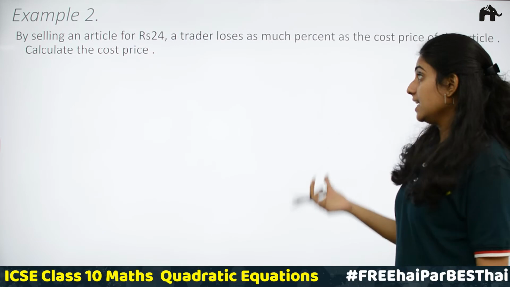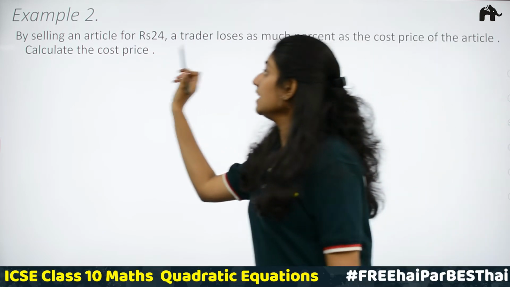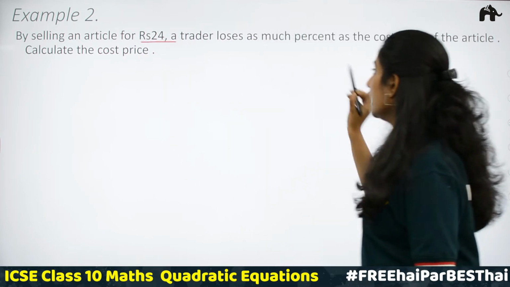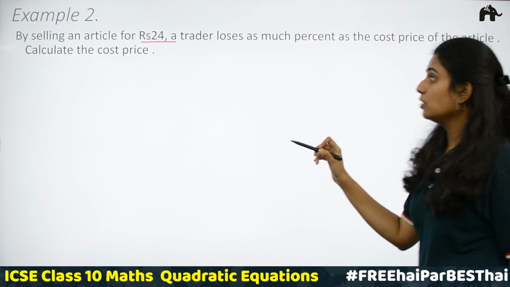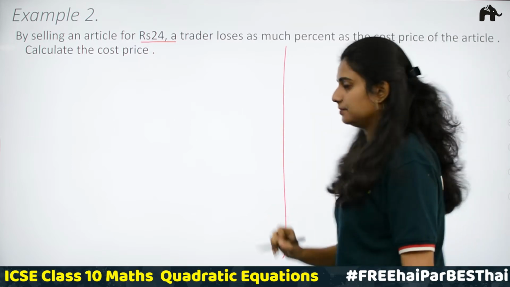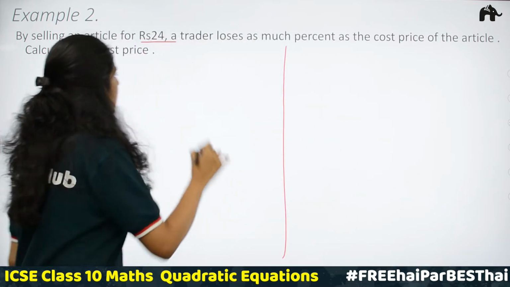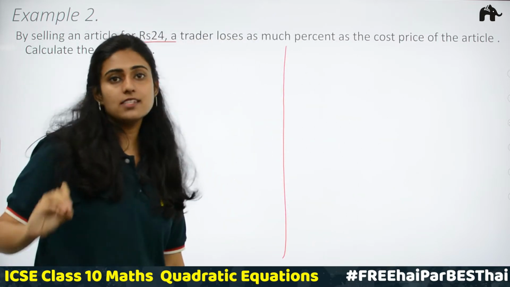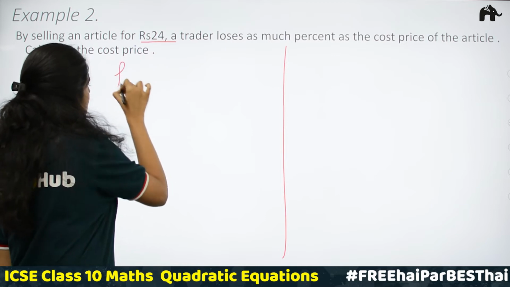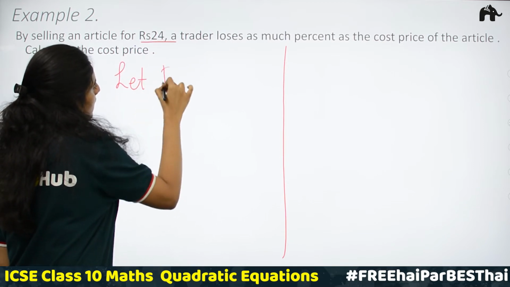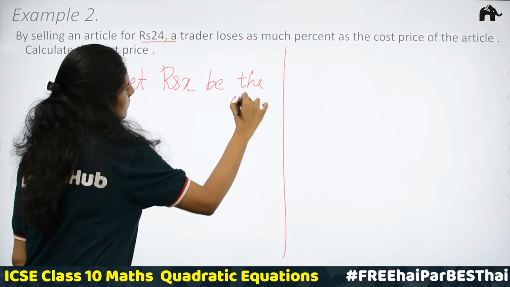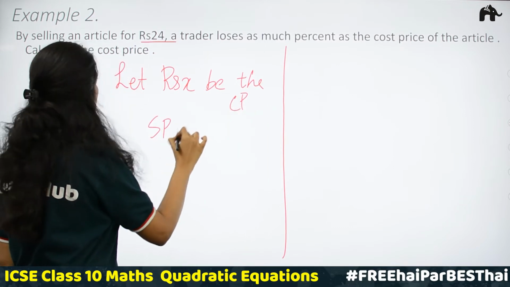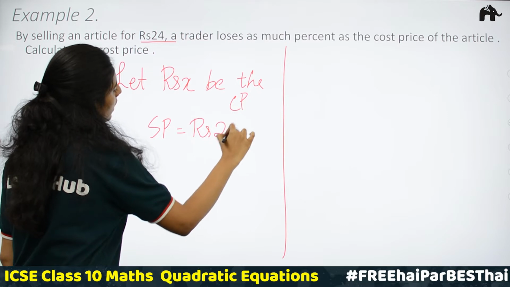Let us try this example. By selling an article for rupees 24, a trader loses as much percent as the cost price of the article. Calculate the cost price. Okay. Here we need to calculate the cost price. Let us take the cost price as X. Let rupees X be the cost price. Selling price is given, which is equal to rupees 24.